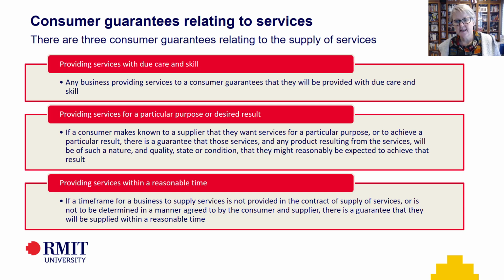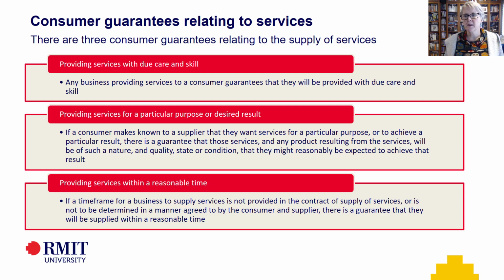The second guarantee here is providing services for a particular purpose or a desired result. So if a consumer makes known to a supplier that they want the services for a particular purpose or to achieve a particular result, then there's a guarantee that the services and any product resulting from those services will be of such a nature and quality, state or condition that they might reasonably be expected to achieve the stated result. This is in addition to the guarantee that the services are provided with due care and skill.